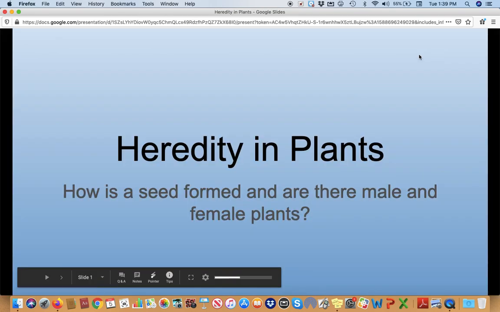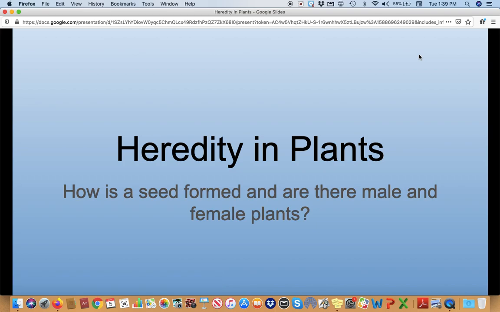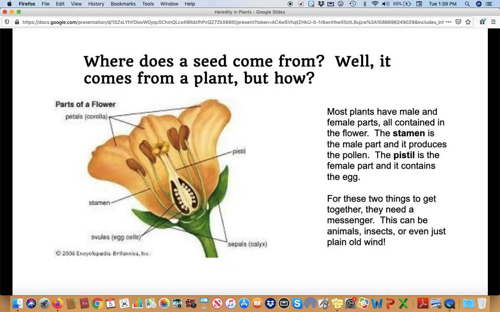Okay, let's talk about heredity in plants. How is a seed formed, and are there male and female plants? Spoiler alert, yes, and also kind of no. Okay, where does the seed come from? Well, it comes from the plant, but how does this work?